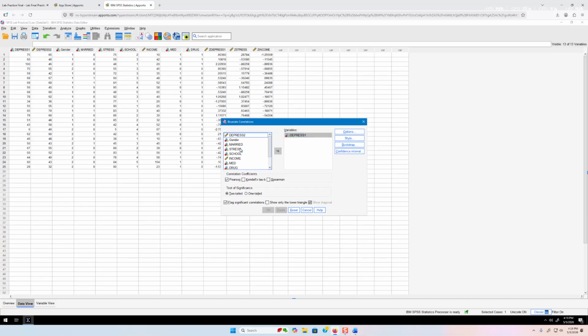Depression 1 here, stress here, income here. Check off Pearson. Make sure two-tailed is checked. And I prefer to check these 3 at the bottom here: diagonal, show lower triangle, and flag significant correlations. And then hit OK.